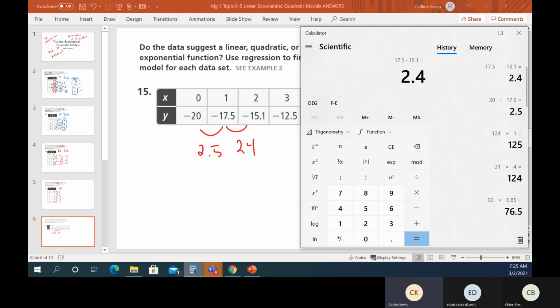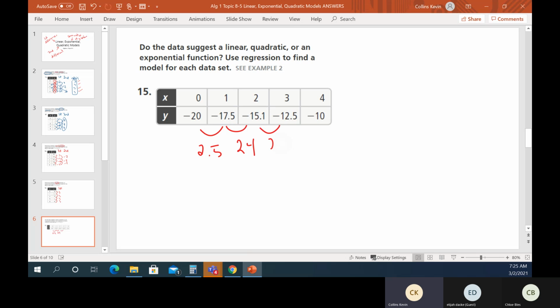All right, so next guy. So this one's going to be, let's clear it out, minus 15.1, and then minus 12.5. So that's 2.6. So we seem to be looking basically linear. So then this guy here is going to be 2.6, and actually it was 2.6. There we go. And then this last one is going to be 2.5.